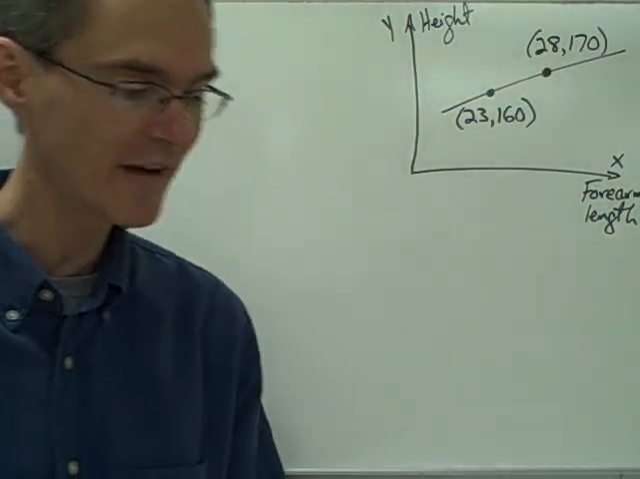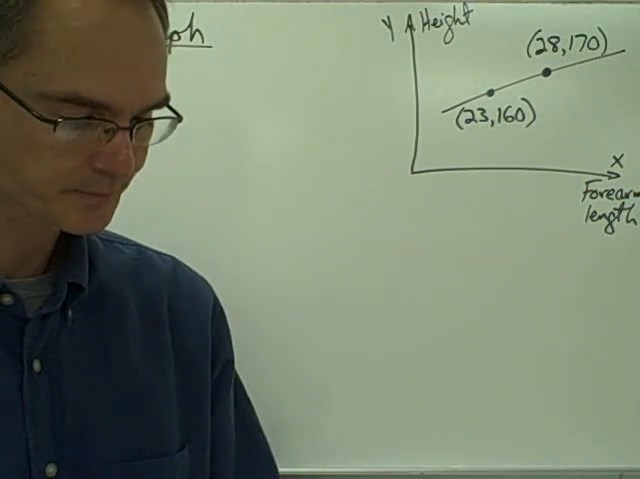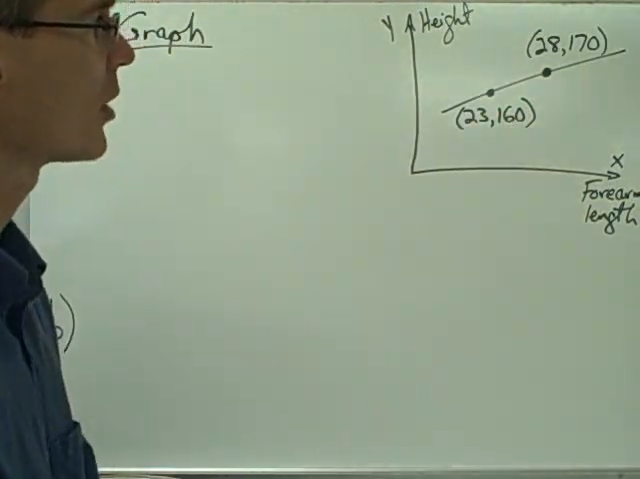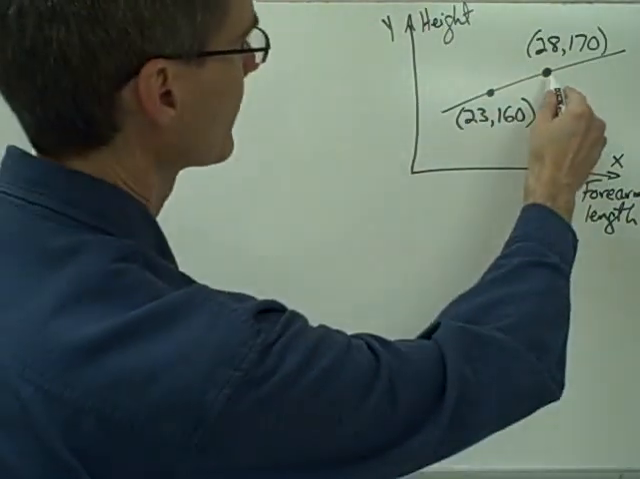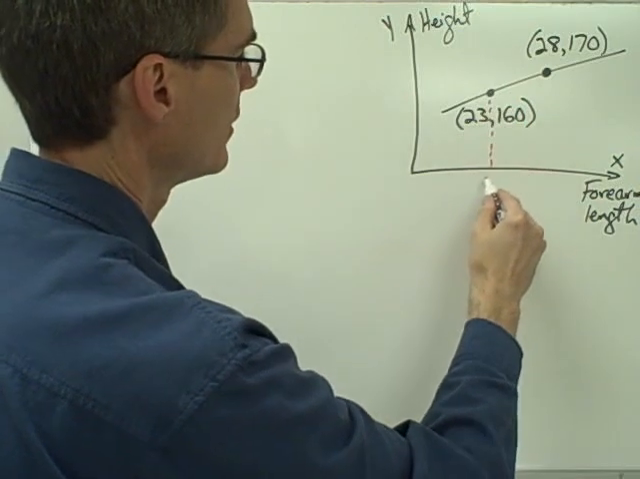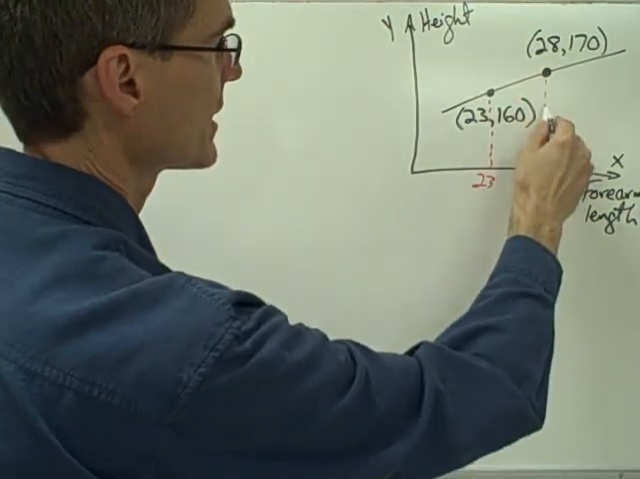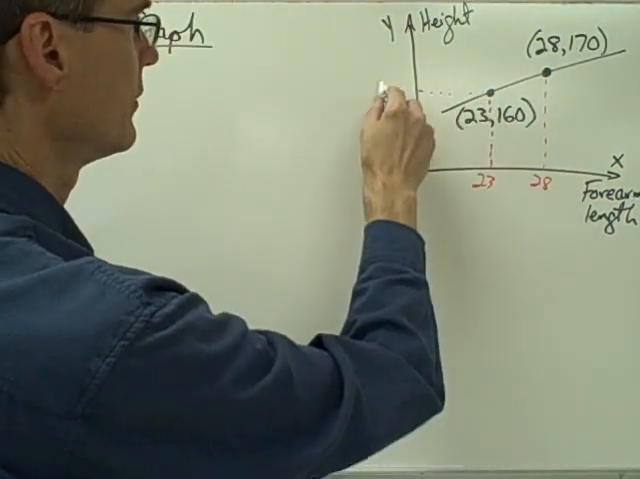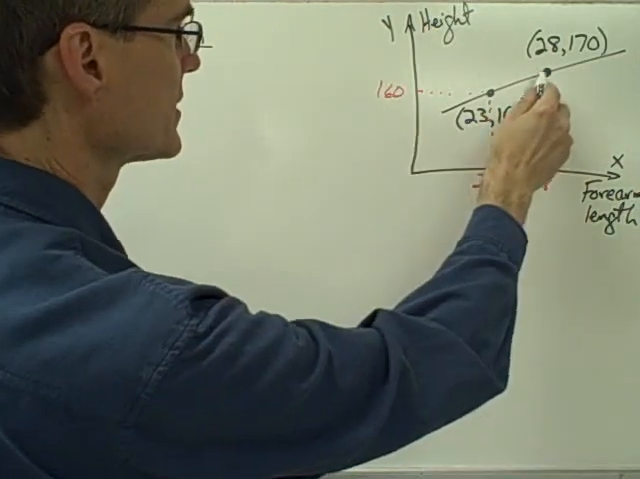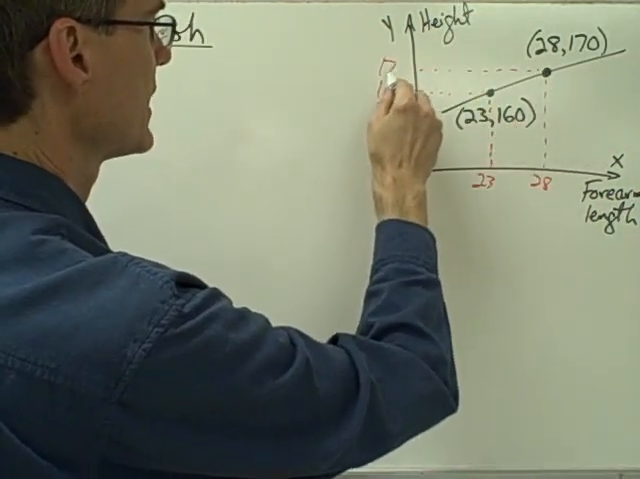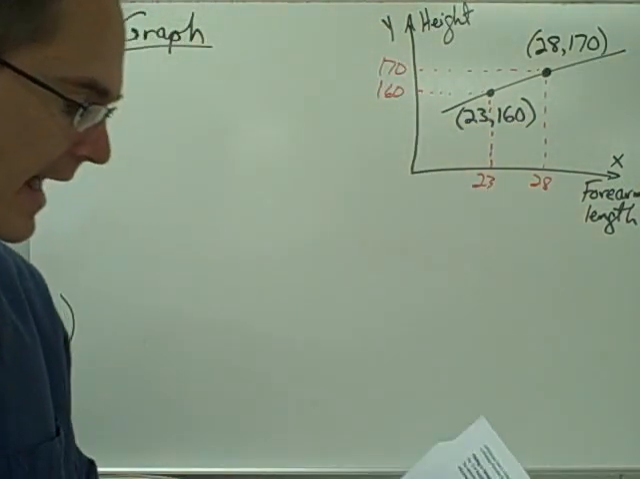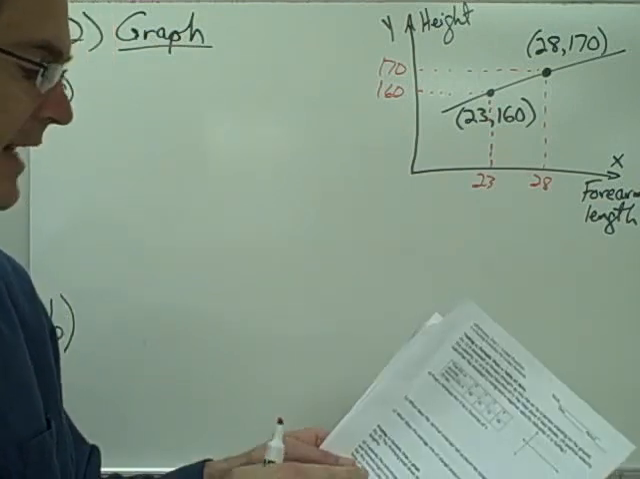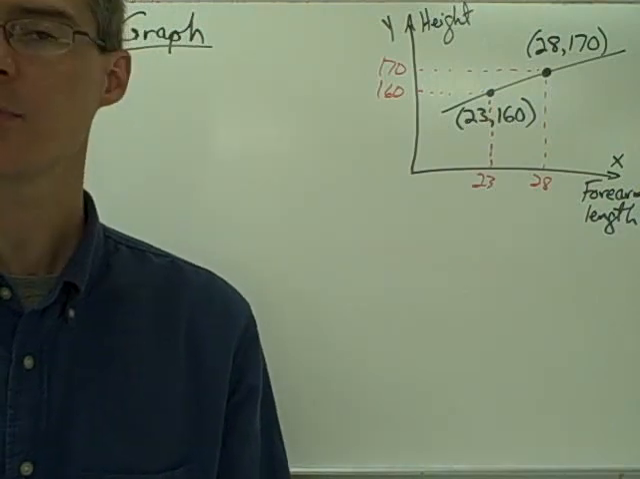Okay, example number 2, finding a formula from a graph. The following graph shows the heights of 2 women as a function of their forearm length. So I have these 2 women, and one of them has a forearm length of 23 centimeters, and the other one has a forearm length of 28 centimeters. And I can see the height of one woman is 160 centimeters, and the height of the other woman is 170 centimeters. And it says, assuming the relationship between height and forearm length is linear, find a formula for this function. And now, notice it says, hint, use the point-slope form of a line.